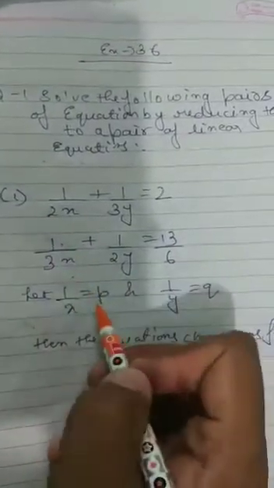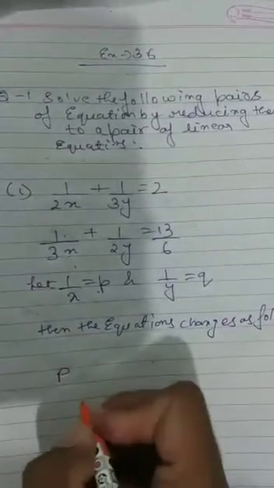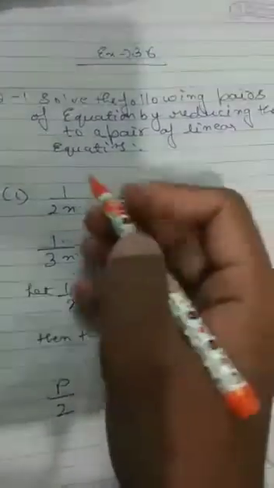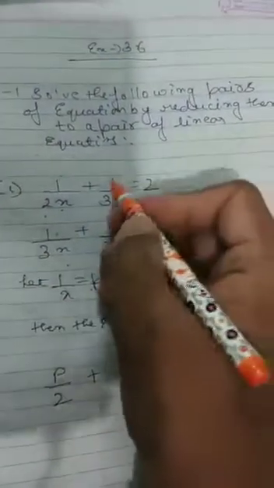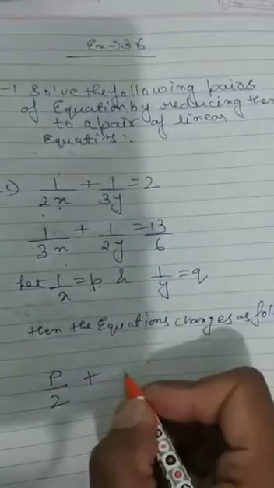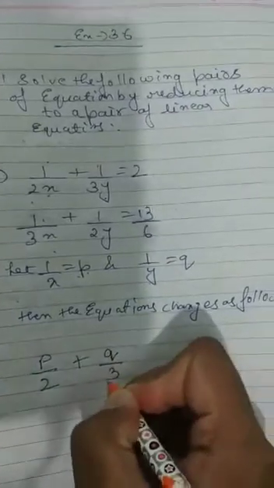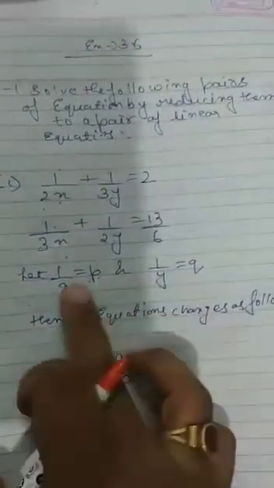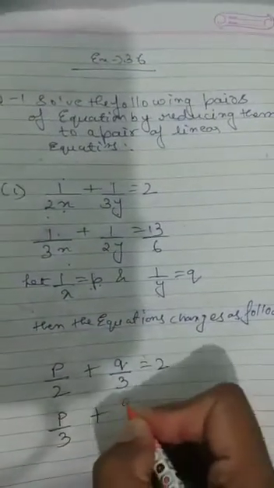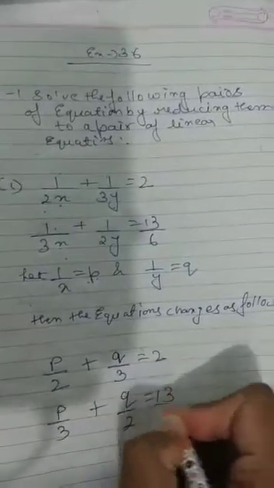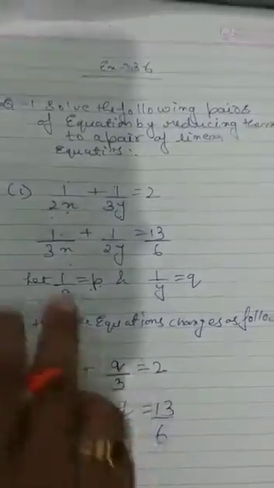So if 1 upon x is p, we can write it as p upon 2 plus, this 1 upon y is q, so q upon 3 is equal to 2. Now here 1 upon x is p, so p upon 3 plus q upon 2 is equal to 13 by 6. Now we will take the LCM and solve the equations.